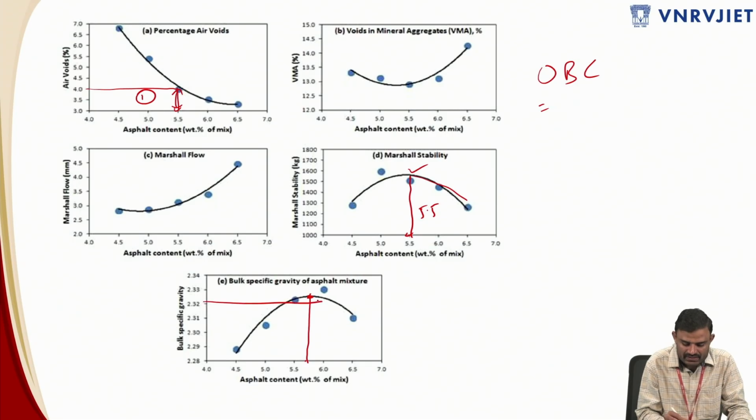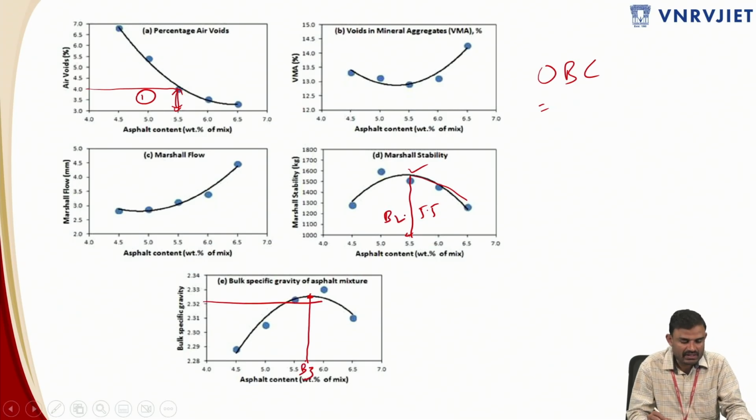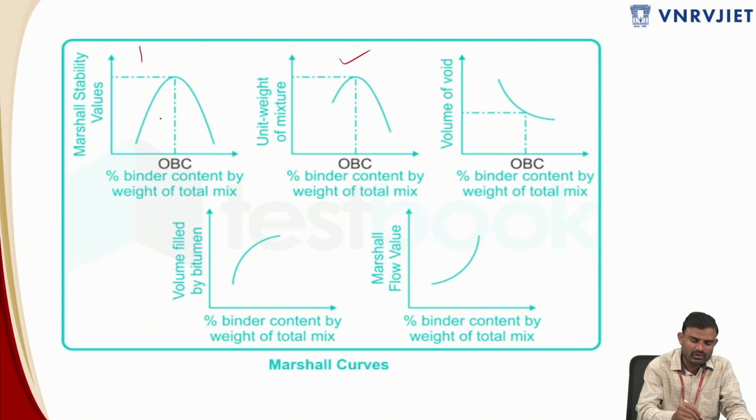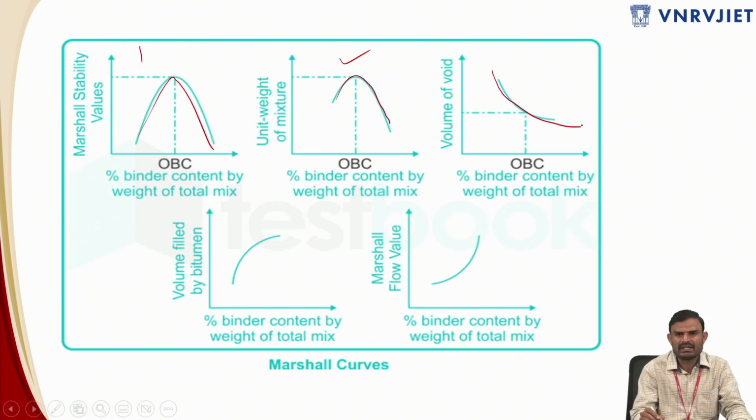So you have to take this as B3, and this is B2, and this is B1. These are the approximations. This is how, again, the same thing has been represented over here. This is Marshall stability value, and this is the unit weight value. I've told you Marshall stability is going to increase and decrease, and unit weight is also having more or less the same trend, and volume of voids will keep on decreasing as the bitumen content is increasing.